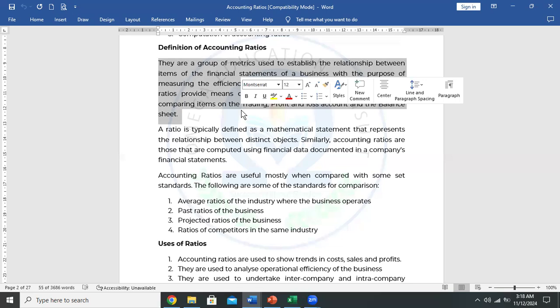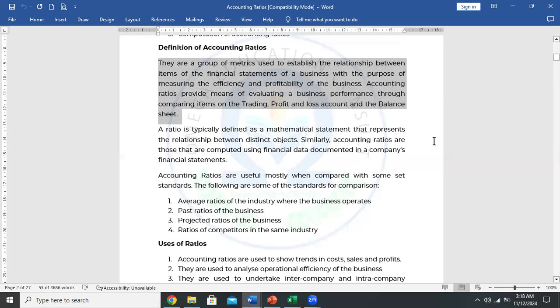Definition of accounting ratios. They are a group of metrics used to establish the relationship between items of the financial statements of a business with the purpose of measuring the efficiency and profitability of the business. Accounting ratios provide means of evaluating a business performance through comparing items on the trading profit and loss account and the balance sheet.